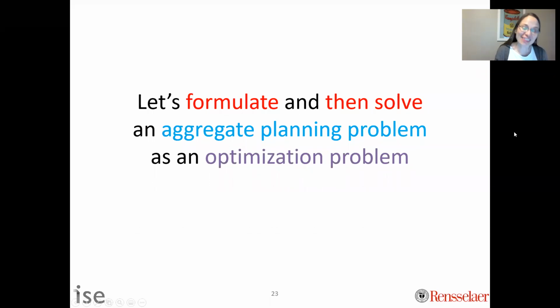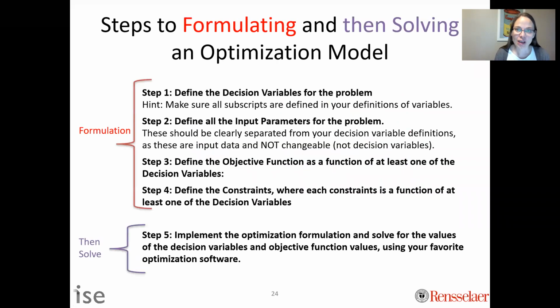So let's formulate and then solve an aggregate planning problem as an optimization problem. As a reminder, there are 5 steps to formulating and then solving. I want to emphasize the first 4 steps are formulating, which is required before you can solve your optimization model. And we'll walk through each one of these steps in an example to solve an aggregate planning problem.